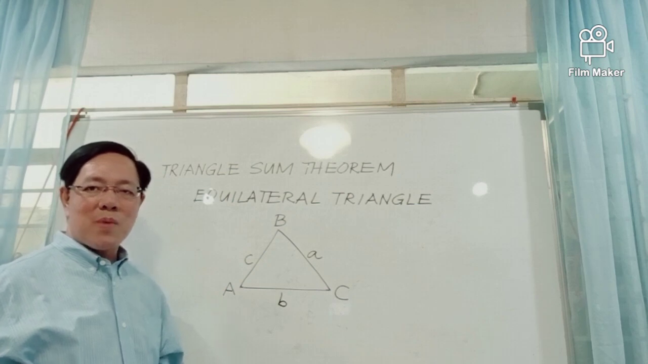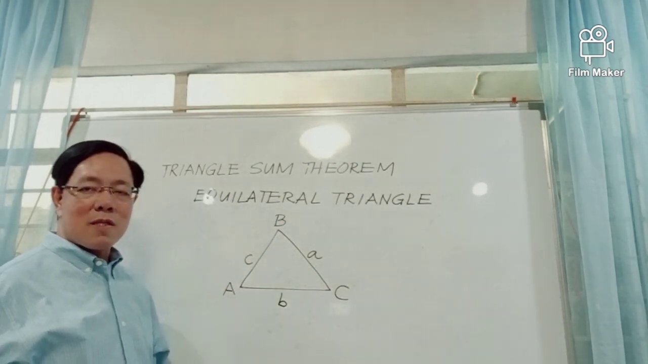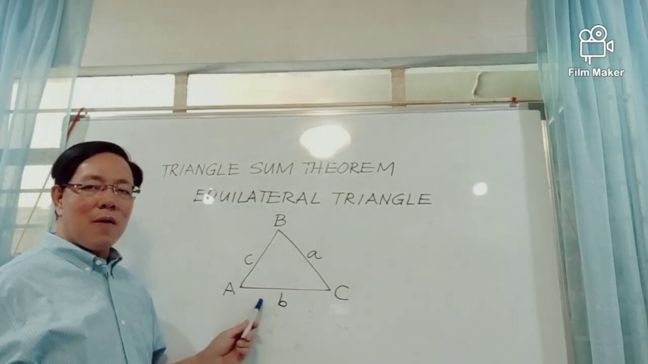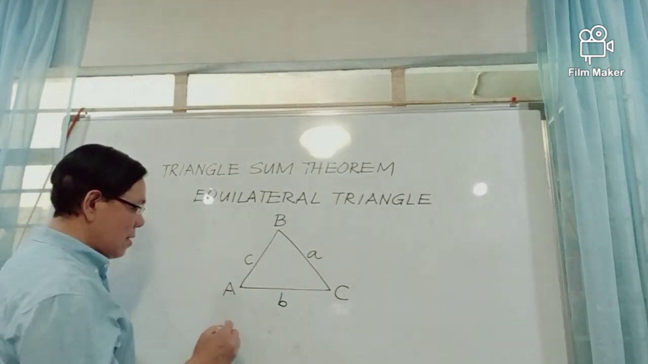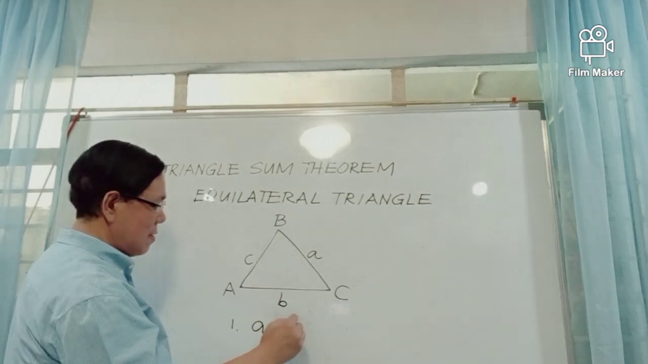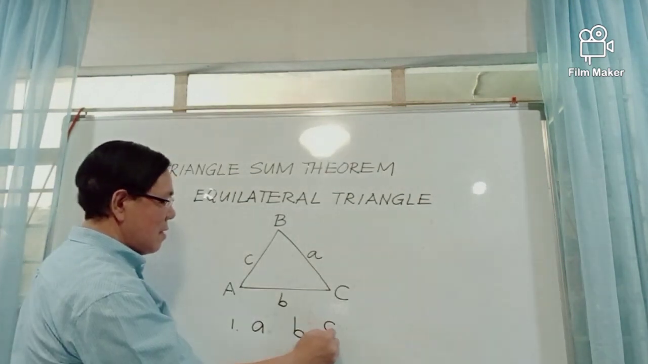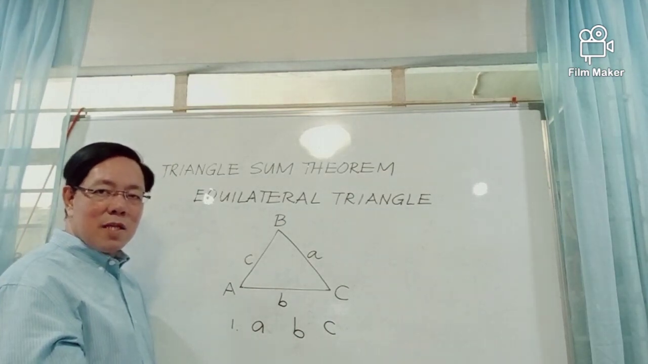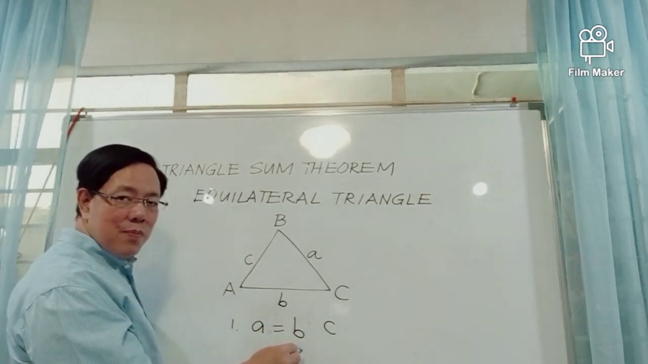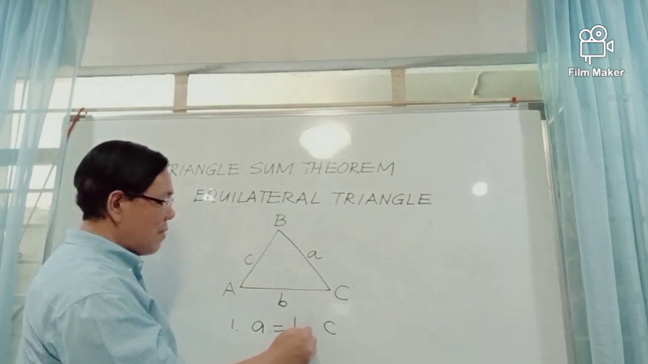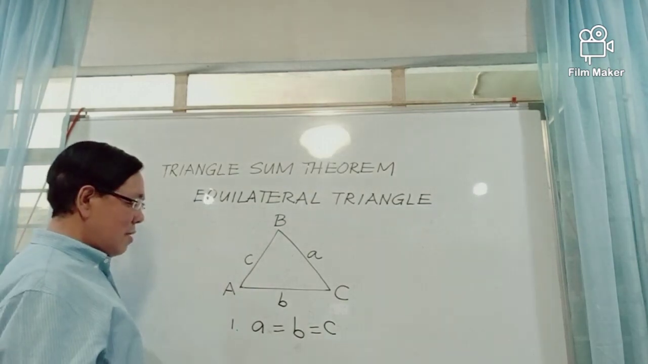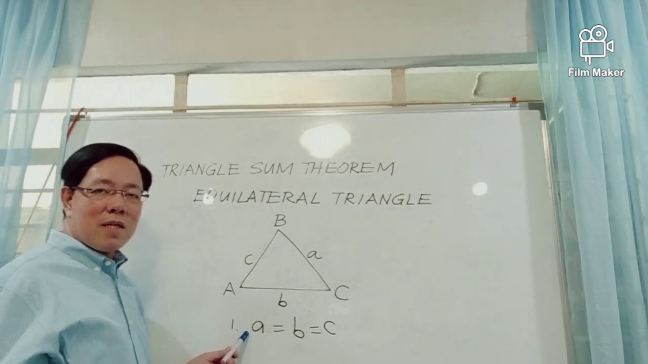And we write these two properties of an equilateral triangle in symbols using the notations we have used to denote the angles and the sides of this equilateral triangle. The three sides are a, b, and c. An equilateral triangle has three sides congruent. So the measure of side a is equal to the measure of b, and the measure of b is equal to the measure of c. All three sides are congruent, their measures are equal. This is the first property of an equilateral triangle.